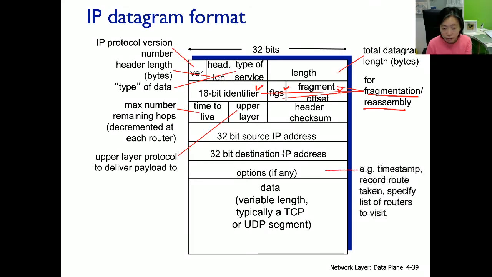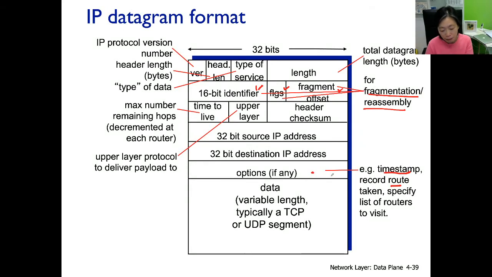Last field, the options. These are optional because they are usually for debugging purposes. For example, if we want to track at which time this packet traveled through a particular router, we could have the router add a timestamp here. If we want to know the exact path this packet is traveling through, each router in the middle can sign here, so that we know exactly which routers this packet has visited already.